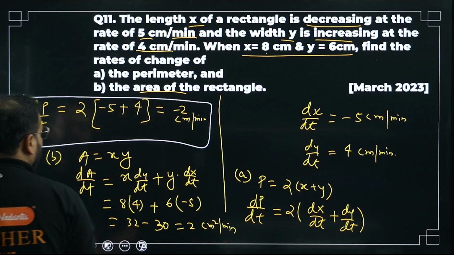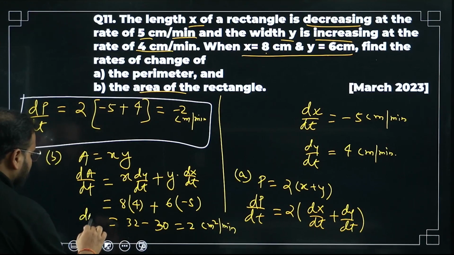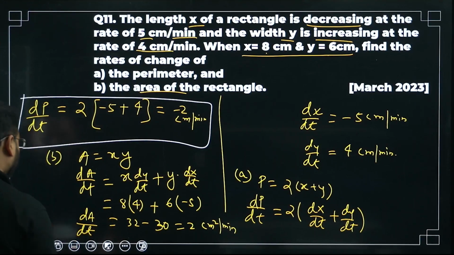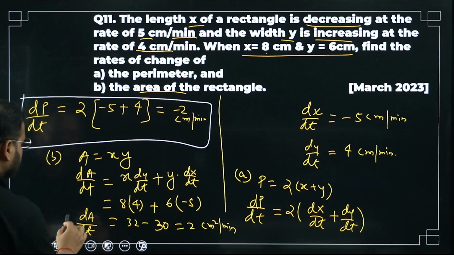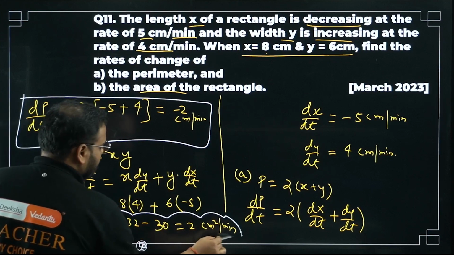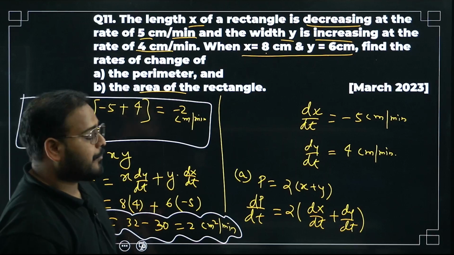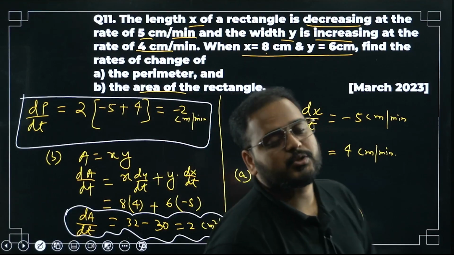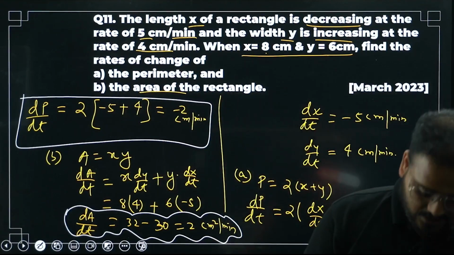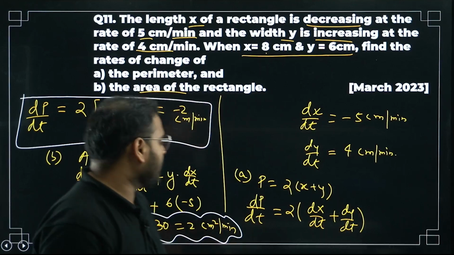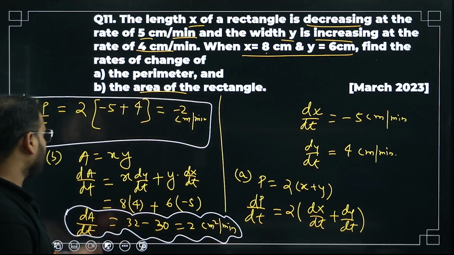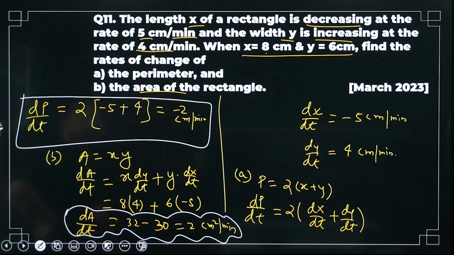How come, sir? Rate of change of area will be centimeter square only, no? Okay. Check your answer. 2 centimeter square per minute is your answer. Minus 2 centimeter per minute is your perimeter change, and 2 centimeter square per minute is your rate of change of area. Question number A and B, both are done. 11th is over. Question number 12.